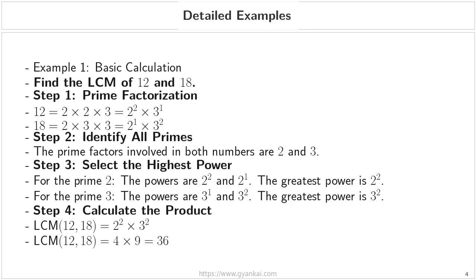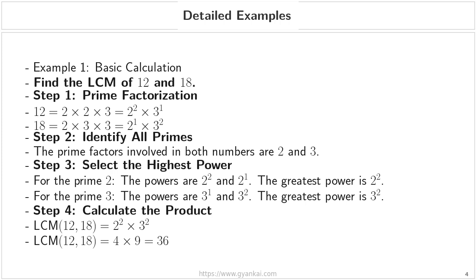Finally, step 4, calculate the product. To find our answer, we multiply these highest powers together. So, the LCM of 12 and 18 equals 2 squared times 3 squared. When we calculate that out, 2 squared is 4 and 3 squared is 9. 4 times 9 gives us 36. So, our final answer is 36. This means 36 is the smallest number that can be divided by both 12 and 18 without any remainder.